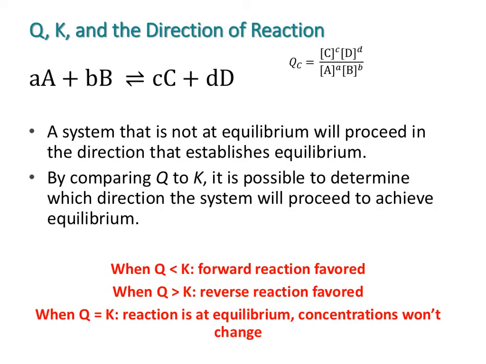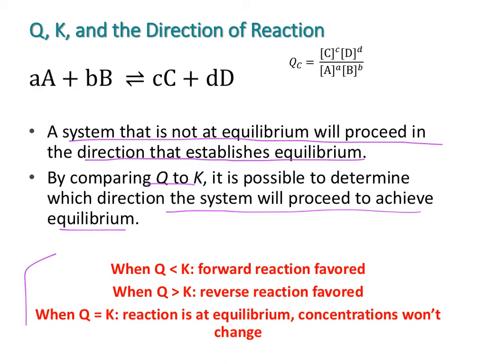So anytime a system is not at equilibrium, what will happen is that the equilibrium will want to be established. Nature likes equilibrium. So the direction that establishes equilibrium is where the reaction will go towards. So we can compare Q to K, and then we can determine which direction the system will take in order to achieve that equilibrium.